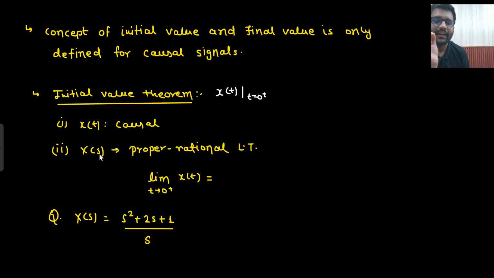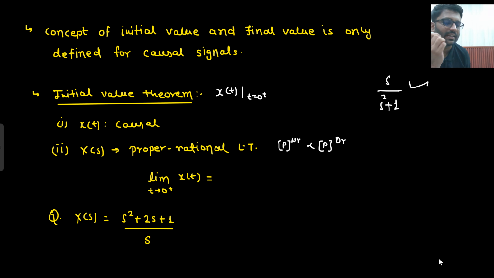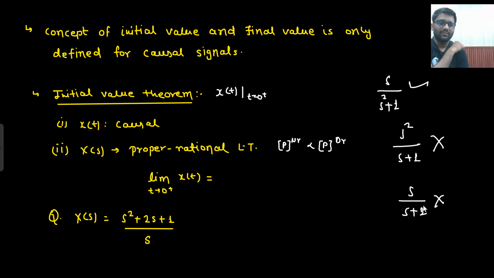So the condition is that X(s) should be a proper rational Laplace transform. What does that mean? The power of the numerator should be less than the power of the denominator. So the power of the denominator should be larger. That means s upon s square plus 1 is accepted. But s square upon s plus 1 is not accepted, or s upon s plus 1 is also not accepted.